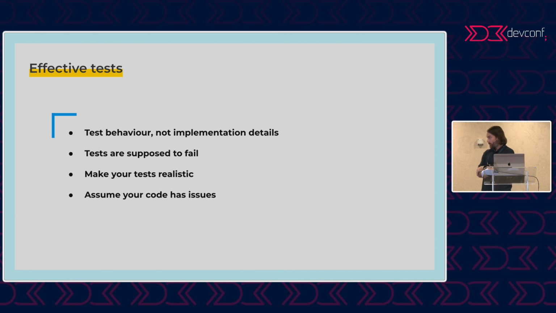Just to recap my top tips for writing effective tests: test behavior, not implementation details. Your tests are supposed to fail. Make your tests realistic, and assume that your code has issues. And when you've done all the tests and actually you can't find those issues, then you're in a good place.